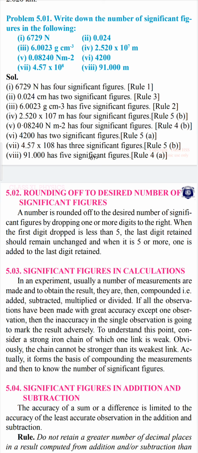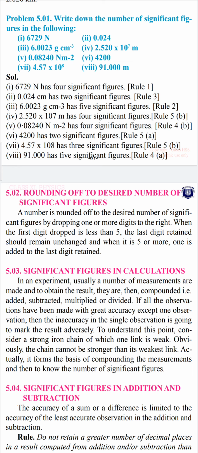5.03 Significant figures in calculations. In an experiment, usually a number of measurements are made, and to obtain the result, they are then compounded, i.e. added, subtracted, multiplied, or divided. If all the observations have been made with great accuracy except one observation, then the inaccuracy in the single observation is going to mar the result adversely. To understand this point, consider a strong iron chain of which one link is weak. Obviously, the chain cannot be stronger than its weakest link.